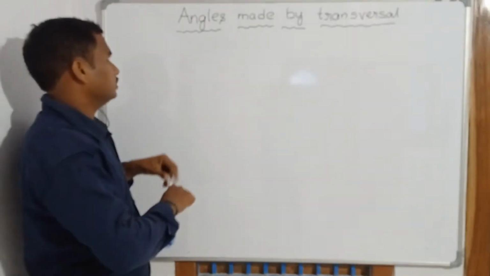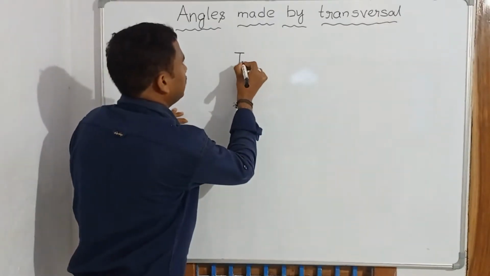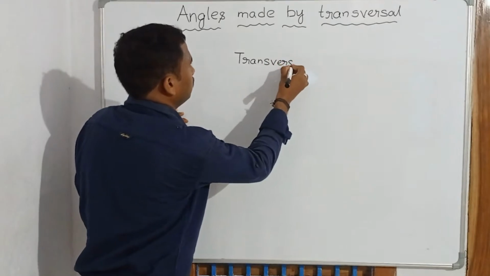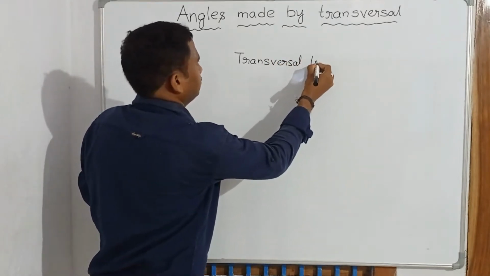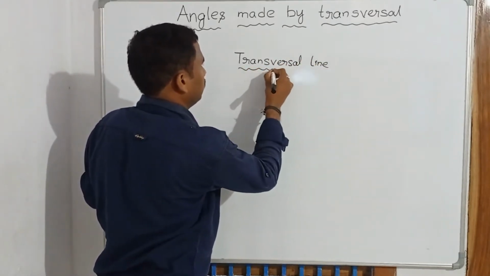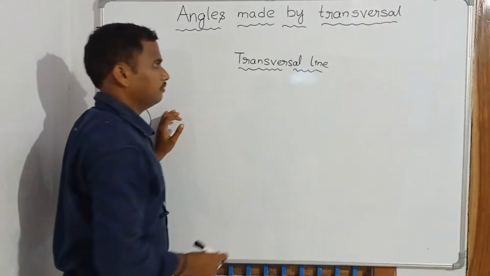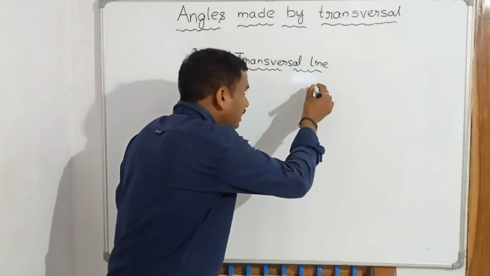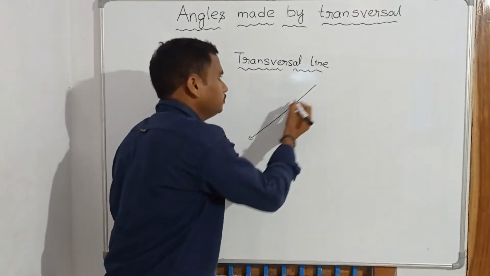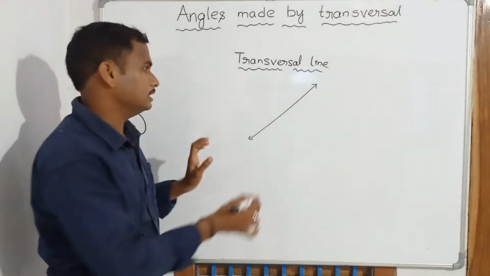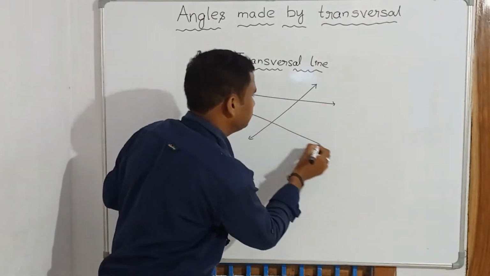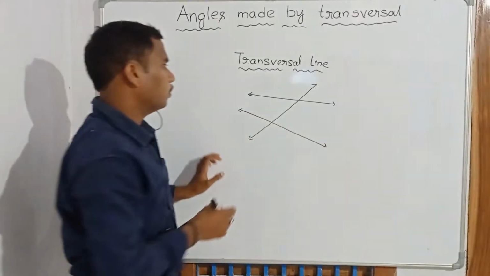Friends, listen carefully. Transversal line means a line is passing through two or more lines. A line is passing through two or more lines.